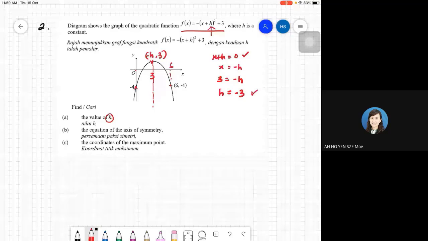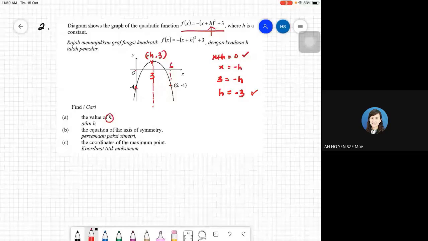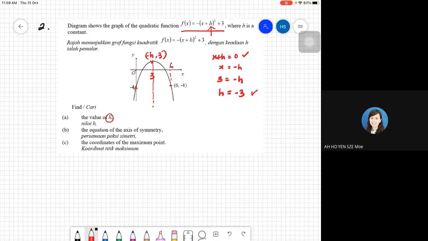Students normally careless. They thought, oh, this one they do it as 3. So they directly give the answer H is equal to 3. So which is wrong. Okay. So here only 1 mark. Satu markah saja. You can see this one ABC. This one 1 mark, 1 mark, 1 mark. Okay. So after you get a H, you know to find the axis of symmetry.